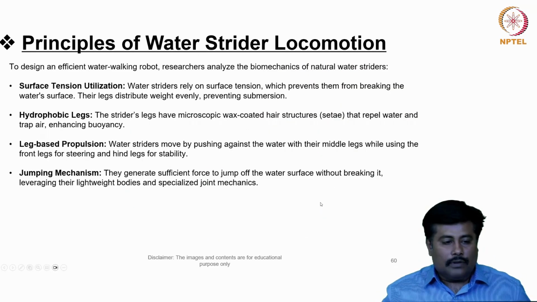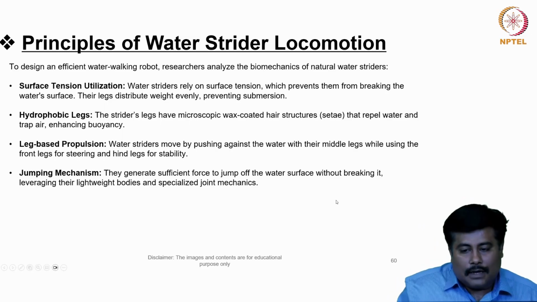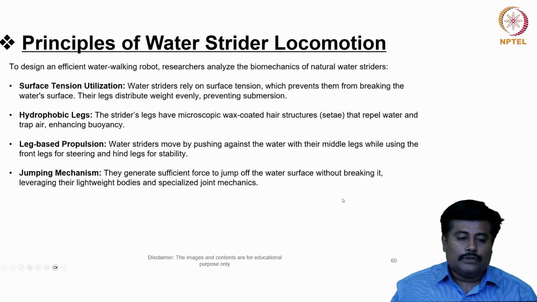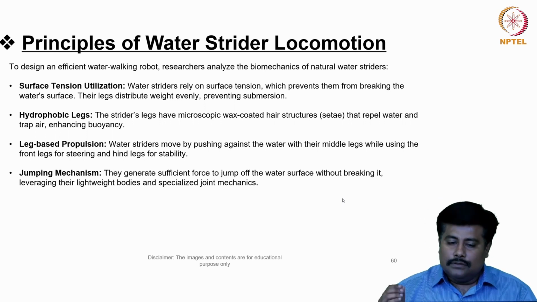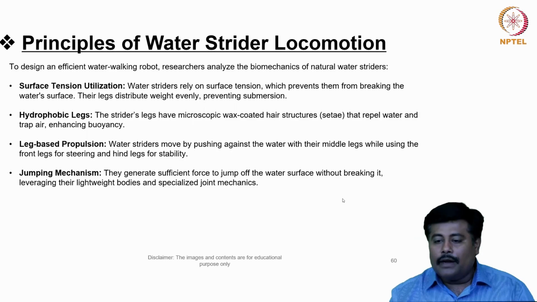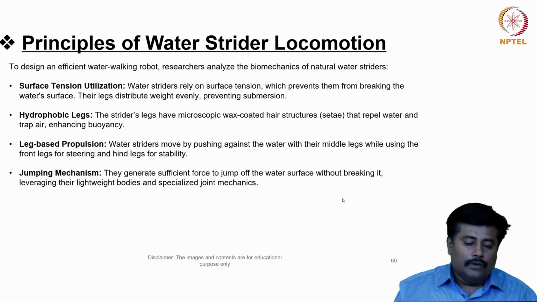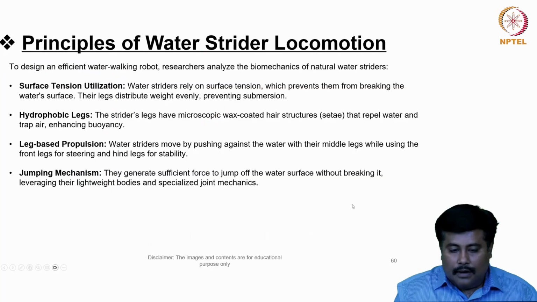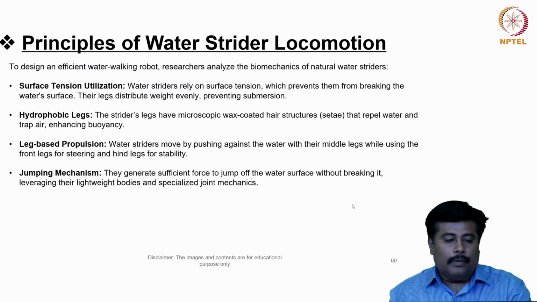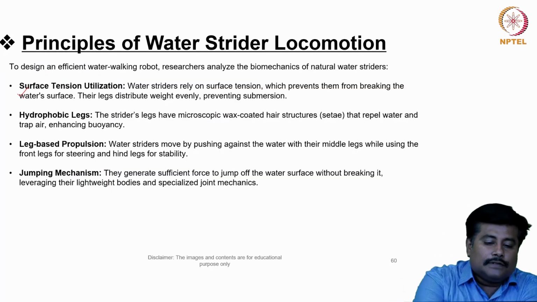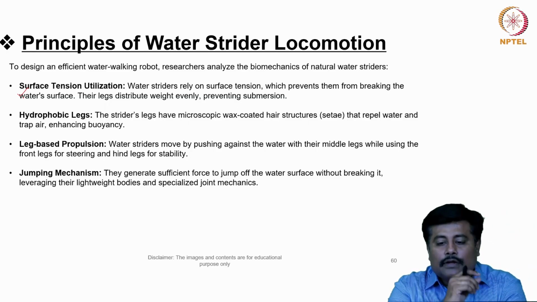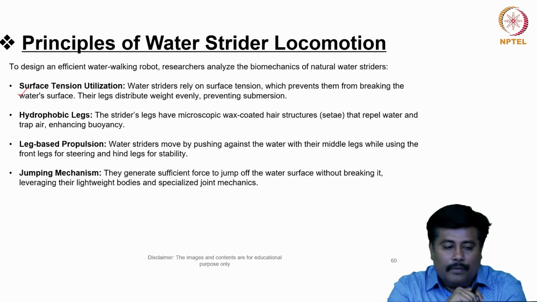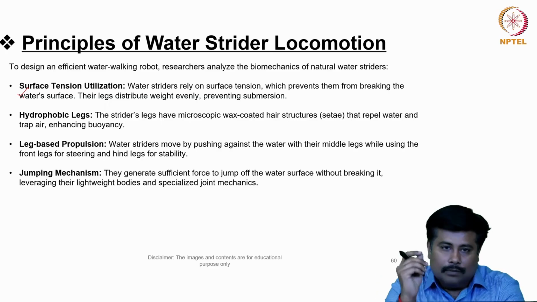Now let us discuss the different principles involved in water strider locomotion. To design an efficient water walking robot, the researchers have analyzed the biomechanics of natural water striders. If we closely observe the biomechanics involved, one is surface tension utilization. Water striders rely on surface tension, which prevents them from breaking the water surface, and their legs distribute weight evenly, preventing submersion.